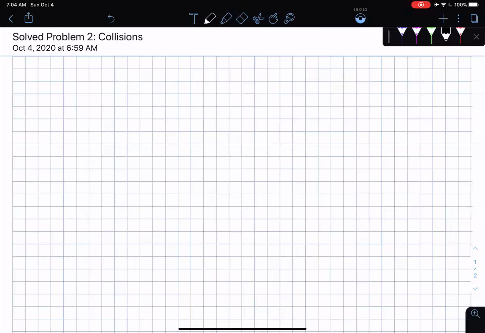So we're going to be solving another problem on the idea of collisions, and in this problem we will use a combination of linear and angular impulse momentum techniques. Okay, so here is the problem.